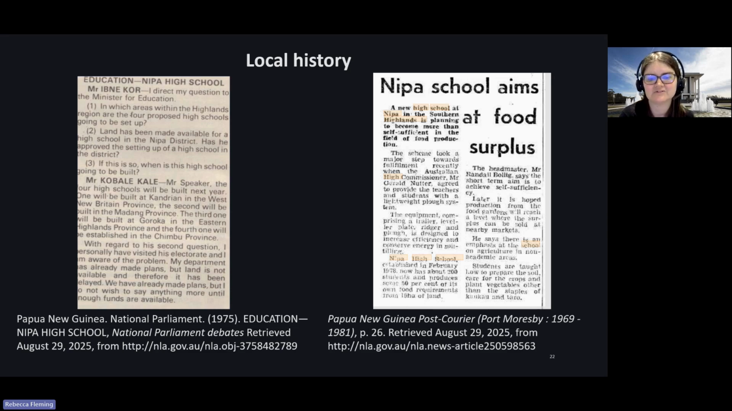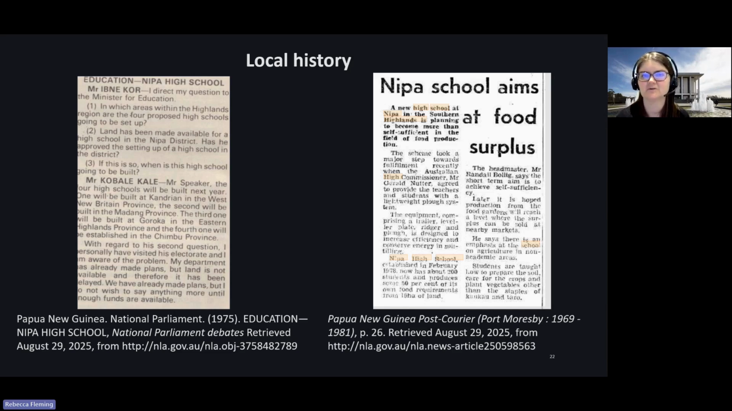One of the examples of discussion which provides insight into local history is this question asked about the establishment of Nipper High School. And you can see the Minister for Education being asked about that in that extract on the left. And his response, where he said, "My department has already made plans, but land is not available and therefore it has been delayed." And if we do a general search on Trove, we can see an article which shows that the high school was opened in 1978 and by 1980 had 200 students.